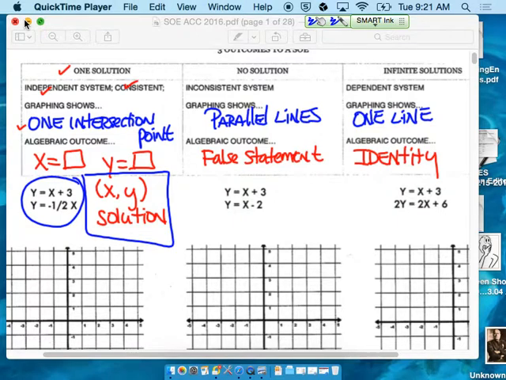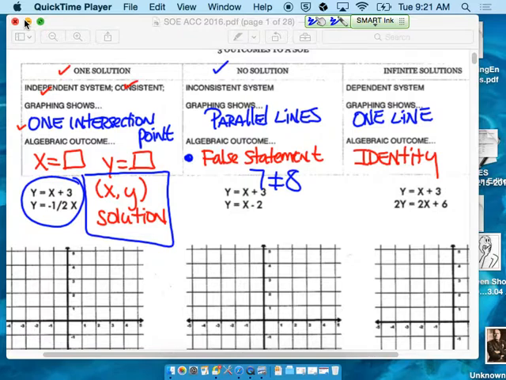The no solution system, sometimes referred to as inconsistent. When you graph a no solution system, you end up with a pair of parallel lines that never intersect. Algebraically, when you try to solve a system of equations that does not have a solution, you end up with a false statement, something like 7 does not equal 8. Something like that is what would happen at the end of all of your algebraic steps.